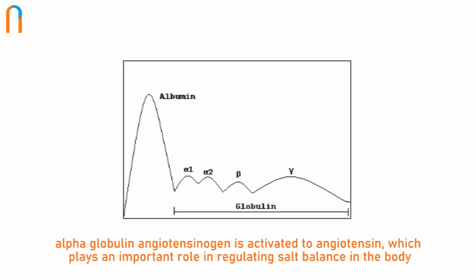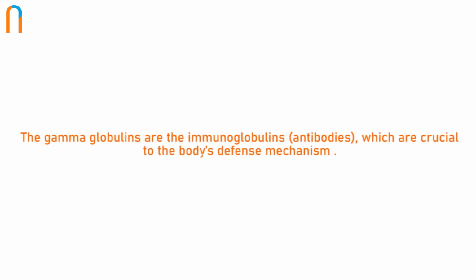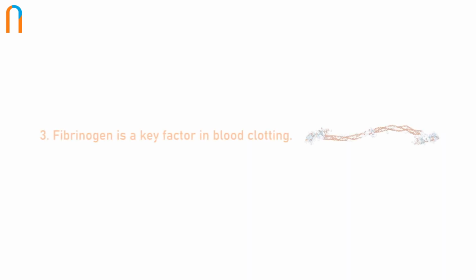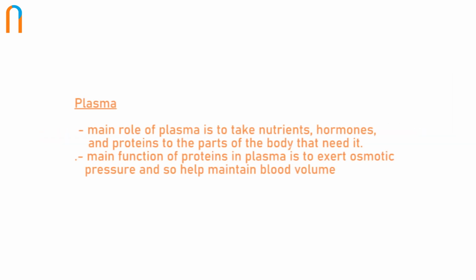Inactive circulating proteins, which are activated as needed by specific regulatory inputs, belong to the alpha globulin group. For example, the alpha globulin angiotensinogen is activated to angiotensin, which plays an important role in regulating salt balance in the body. The gamma globulins are the immunoglobulins, or antibodies, which are crucial to the body's defense mechanism. Fibrinogen is a key factor in blood clotting. Plasma proteins are synthesized by the liver, with the exception of gamma globulins, which are produced by lymphocytes, one of the types of white blood cells.